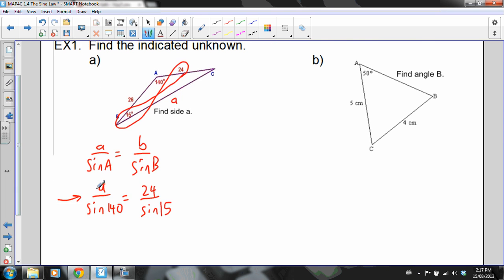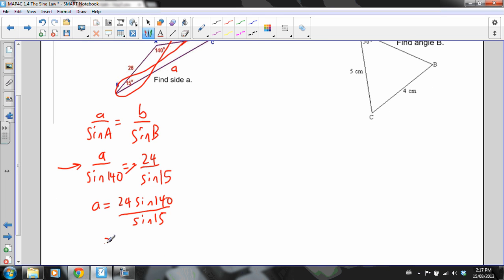And now I want to solve for A. Well, how do I solve for A? I've got to get rid of dividing by sine of 140, right? So I multiply by that. And I can put that in my calculator. 24 times sine 140 divided by sine 15, just exactly how it appears, is about 59.6, and no units here, so we'll just call that units.